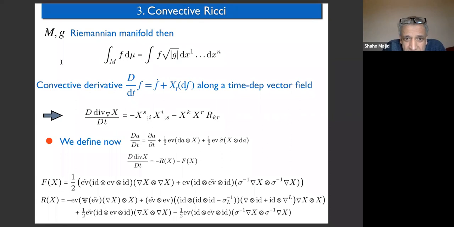Now, in this context, we're going to take a kind of fluid dynamic point of view. If you have a vector field on a manifold, you can have the convective derivative, where the convective derivative of a function is its direct rate of change. So you've got an evolving fluid on a manifold. You can take its immediate direct rate of change plus the rate of change due to the motion of the particles. And so that is the vector field X evaluated on df. This is what people use in fluid dynamics. It's a convective derivative for motion along a vector field.